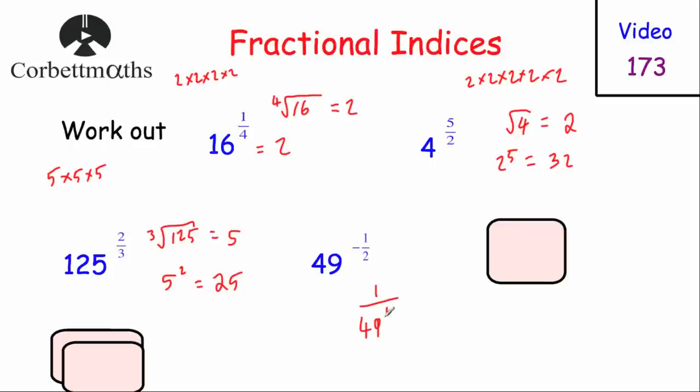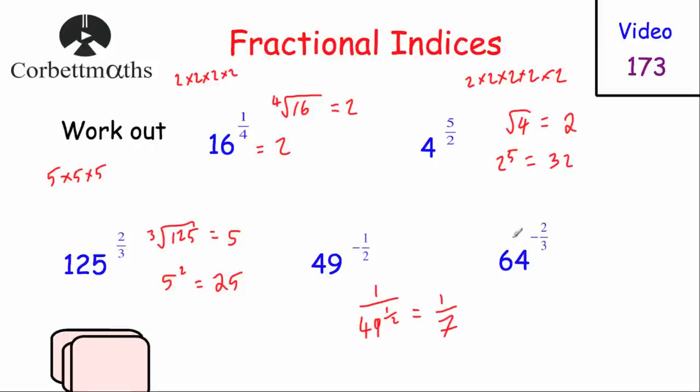So that's just going to be to the power of a half. So 49 to the negative a half, I would write that as 1 over 49 to the power of a half. Now, to the power of a half means square root, so we're going to square root 49, and the square root of 49 is 7. So the answer would be 1 over 7. So if you had 49 to the power of negative a half, it'd be equal to 1 over 7.